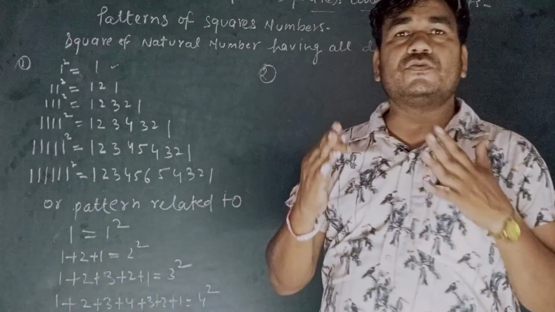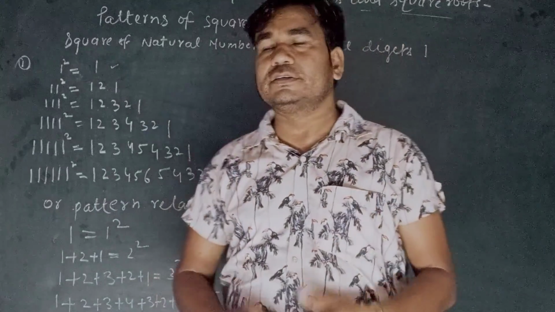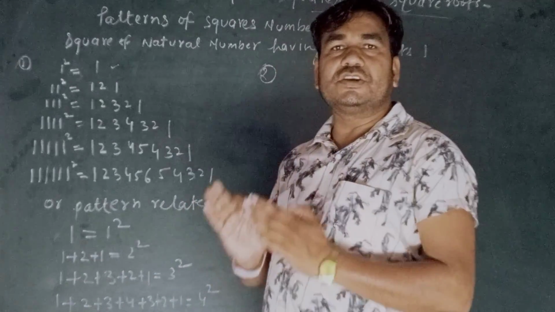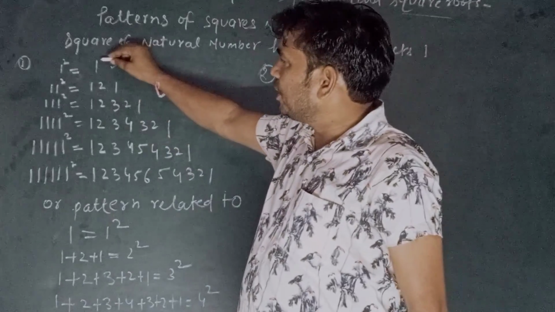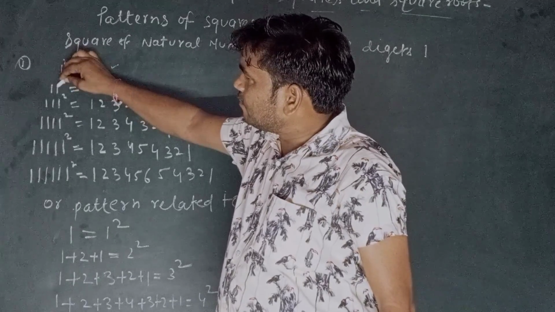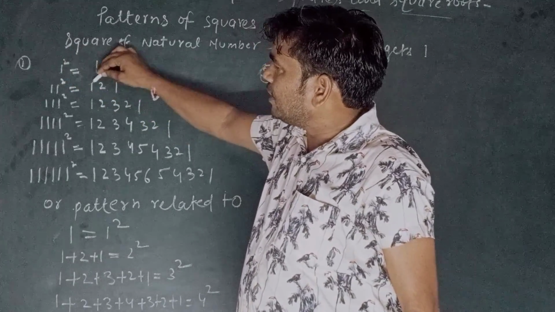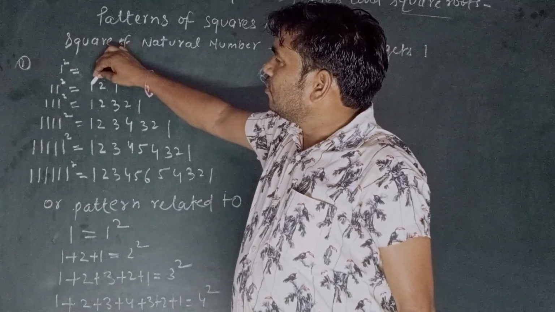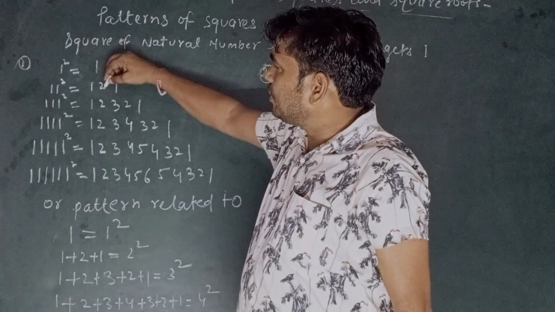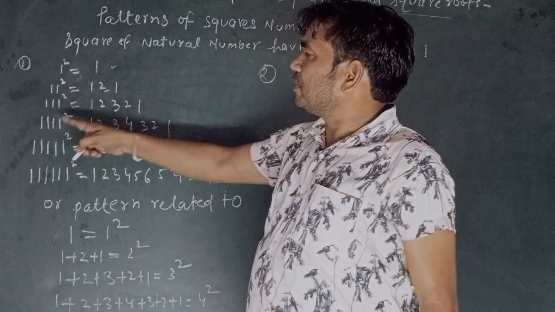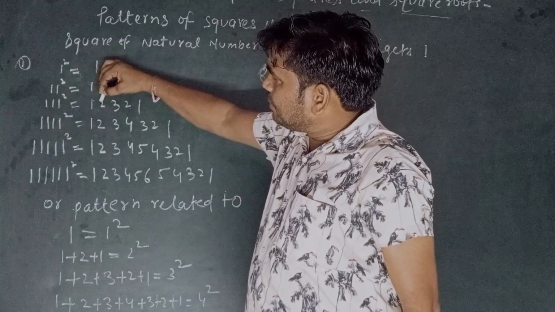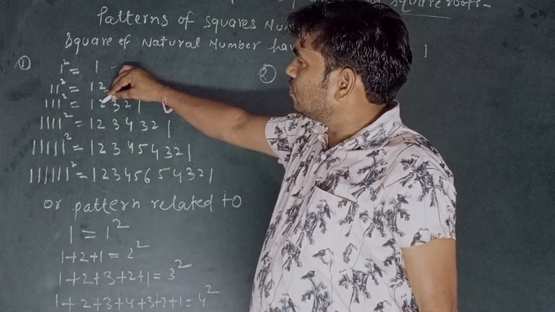It means to say here, students, you should notice the pattern when you square a number having all digits 1. We go forward 1 and 2, after that we put the reverse counting, so that is 1 2 1. And for 111 square we put 1 2 3, after that reverse counting 2 and 1.